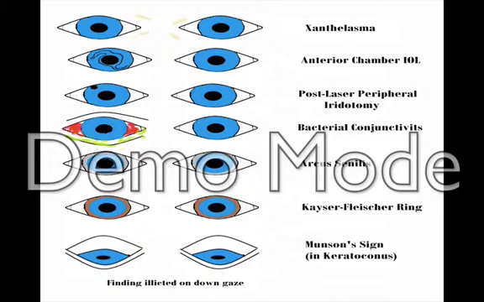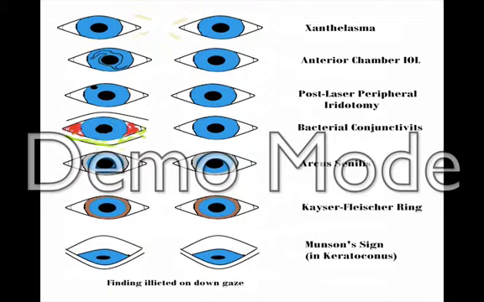In the top image, we note xanthelasma. This can be seen in patients with high lipid values in their blood. In the second image, we note anterior chamber IOL in the right eye. Now, this is not a disease in itself, as in some cases it's necessary to place an IOL in this region, but it's important to highlight.